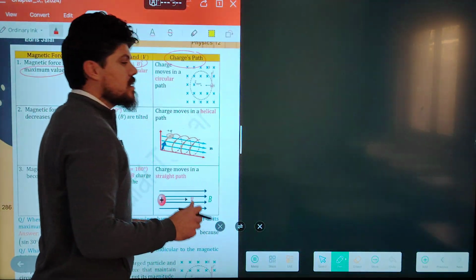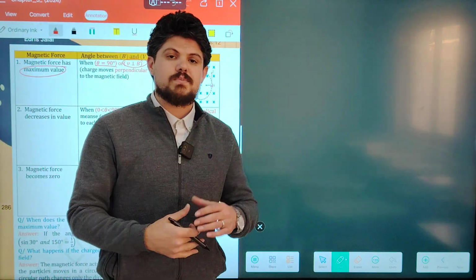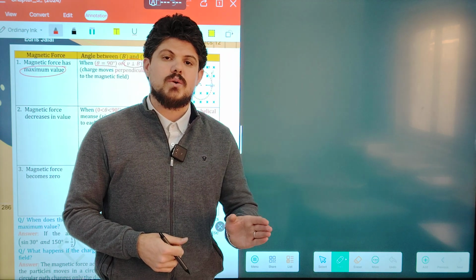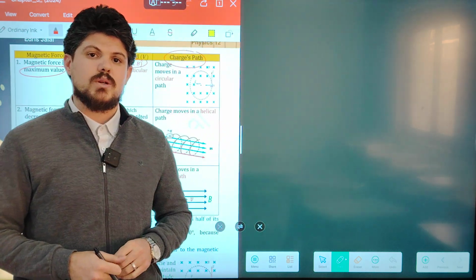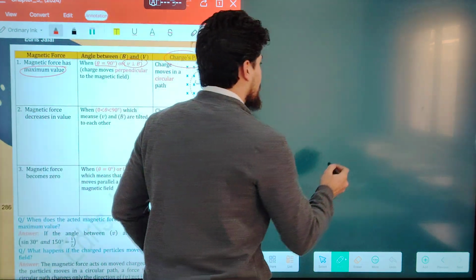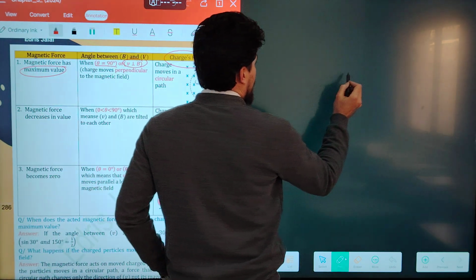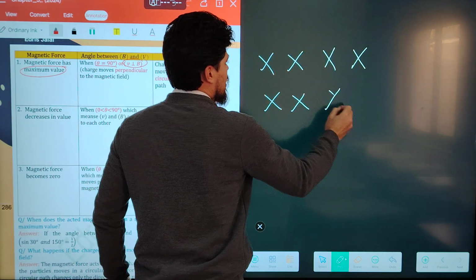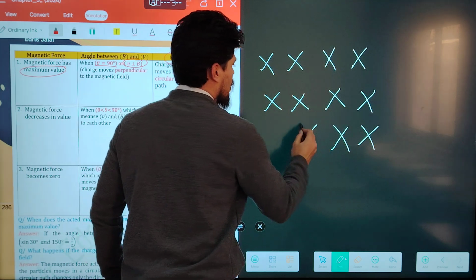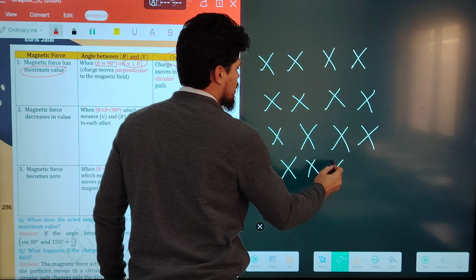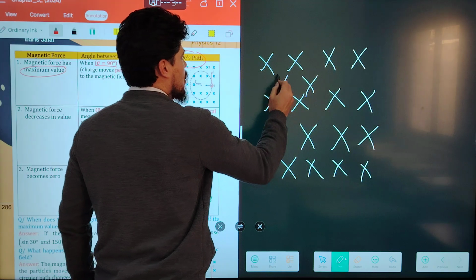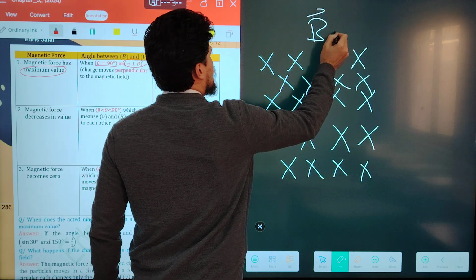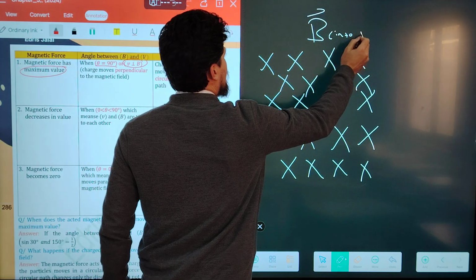Okay? So let me ask you a question. When does the charge's path become a circular path? When a charged particle enters or moves perpendicular to the direction of the magnetic field. For example, when the magnetic field is directed into the page, what do you mean by this cross? The cross indicates the direction of the magnetic field. It means into the page.